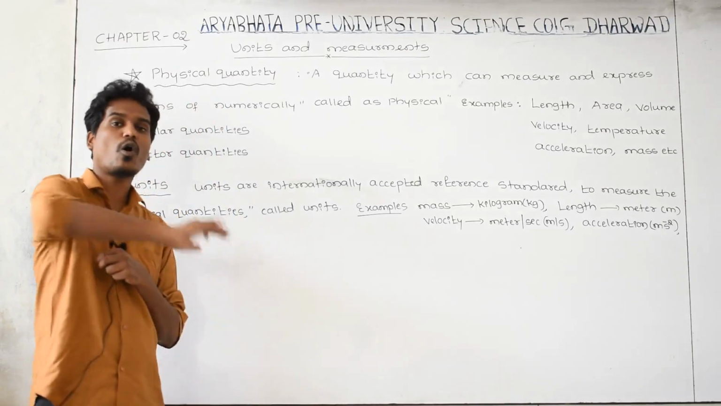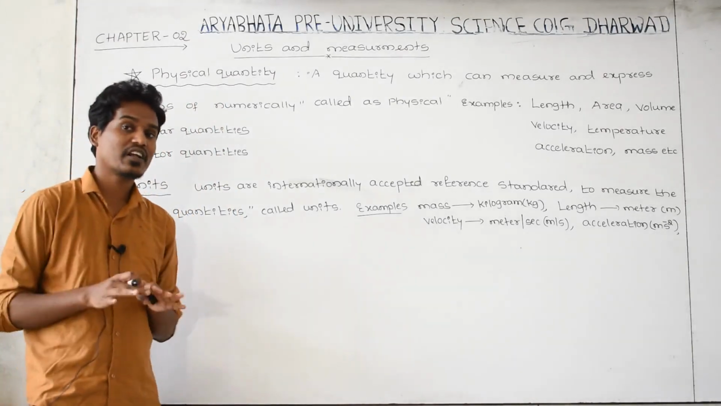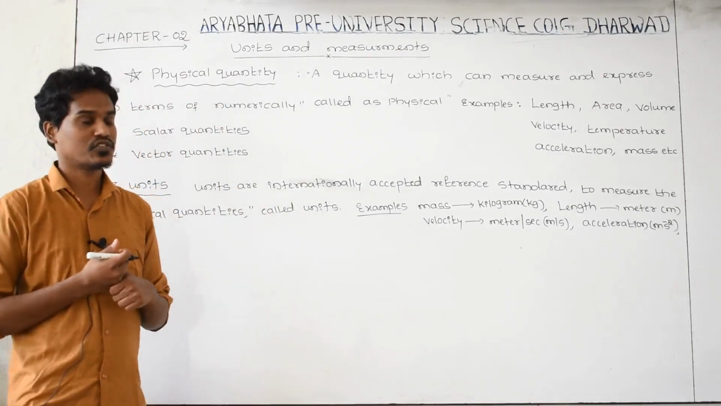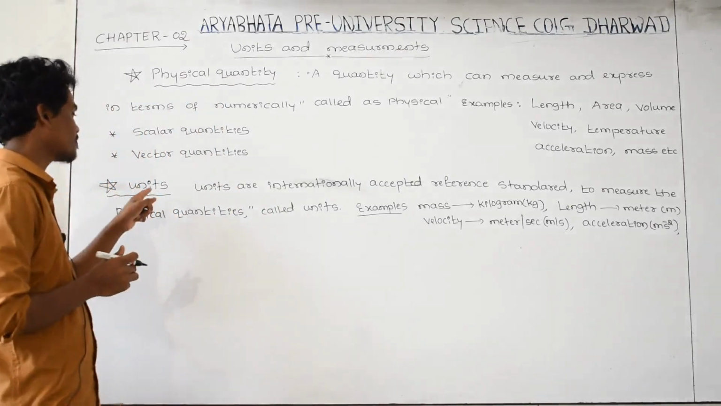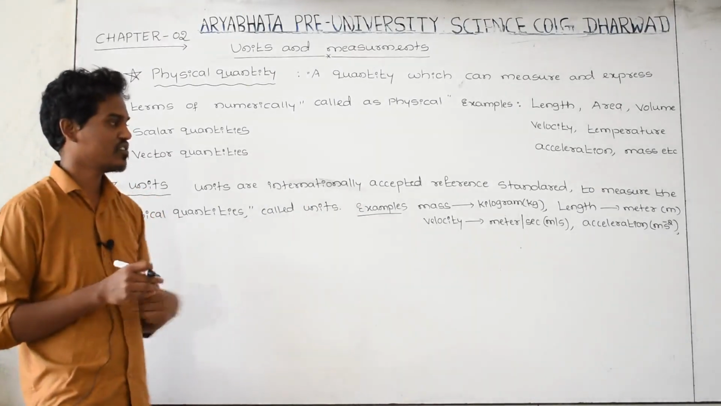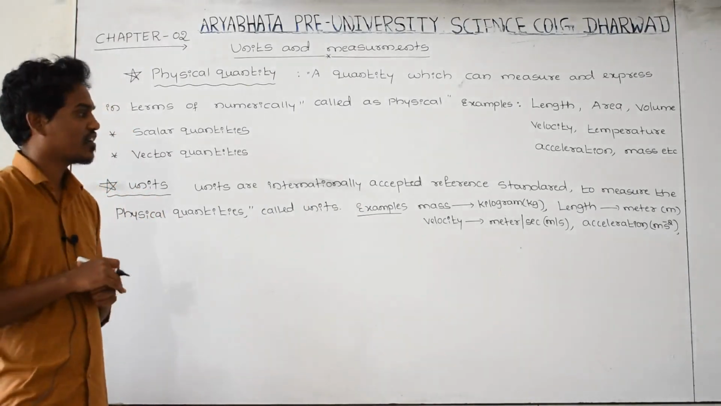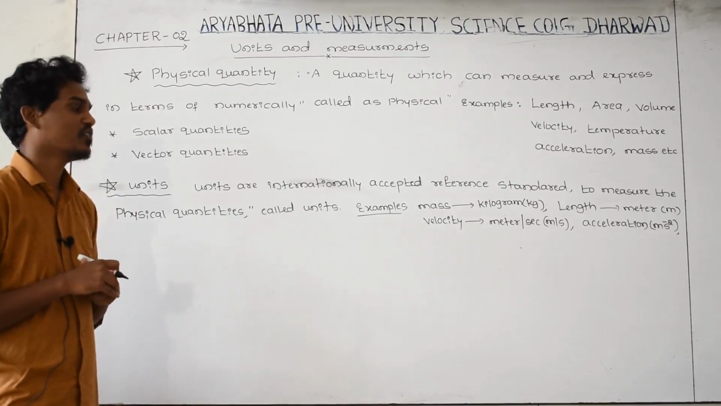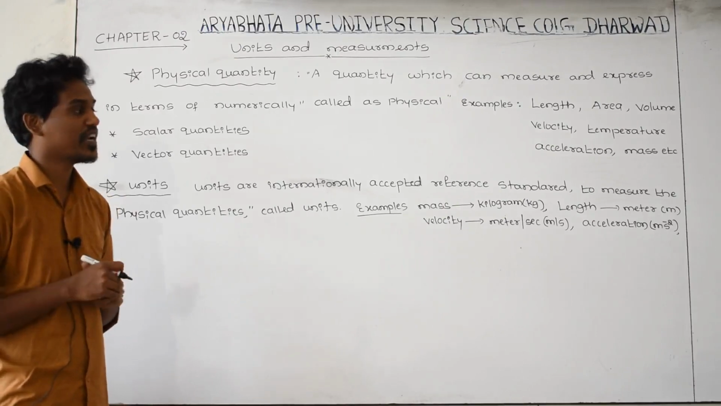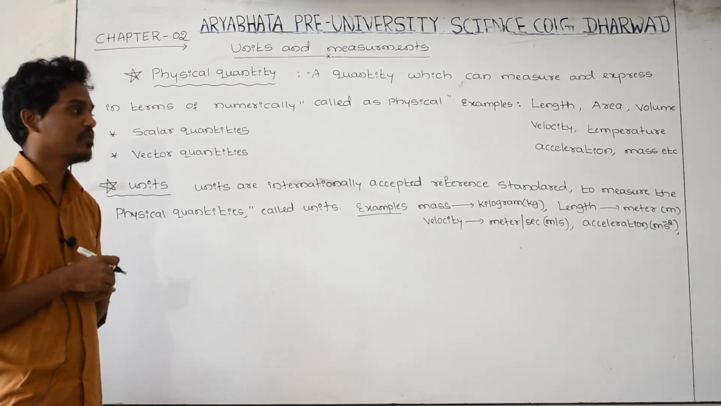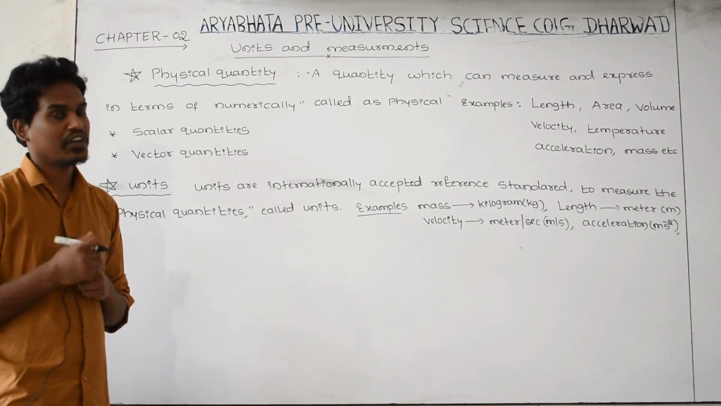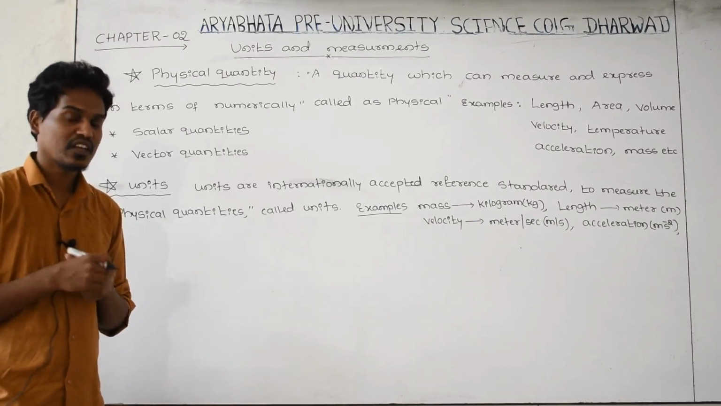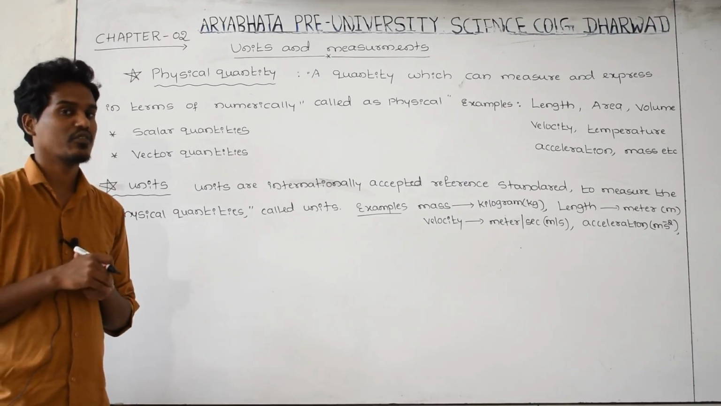It means that all the countries which have accepted to use that system to measure the physical quantities are going to call them units. Some examples: in all the countries to measure the mass, commonly we use the unit kilogram. Length, meter; velocity, meter per second; acceleration, meter per second square; force, Newton; work, joule; many other units are there.